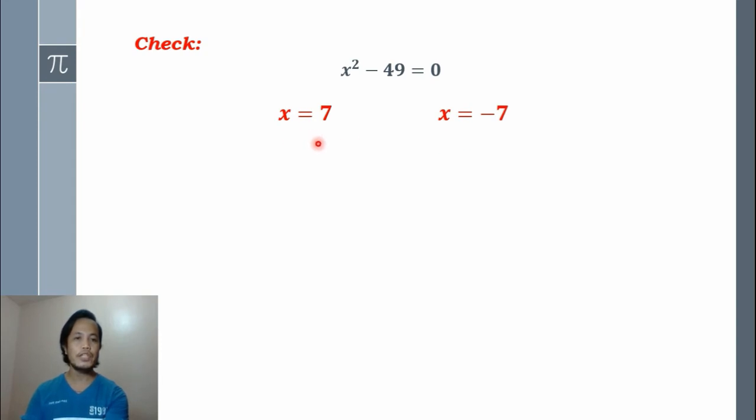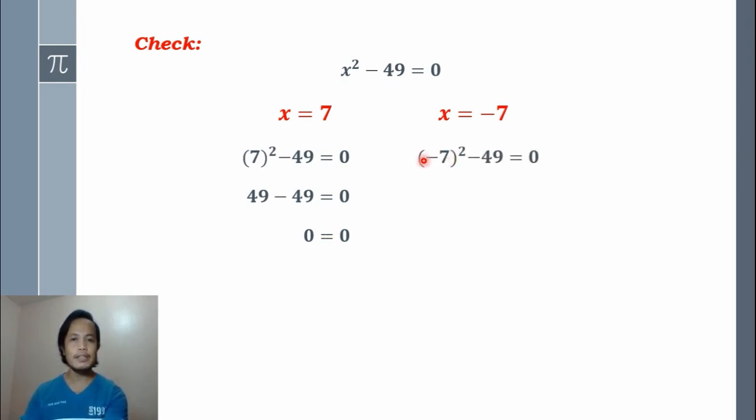We will check first for positive 7. We will substitute this value to our equation. So this is x squared. So instead of writing x, we change that with the value which is positive 7. So it becomes 7 squared minus 49 equals 0. 7 squared, or the square of 7, is 49, of course, minus 49 is equal to 0, so that is 0. Let's proceed to the second value, which is negative 7.